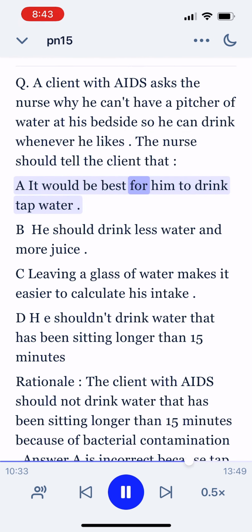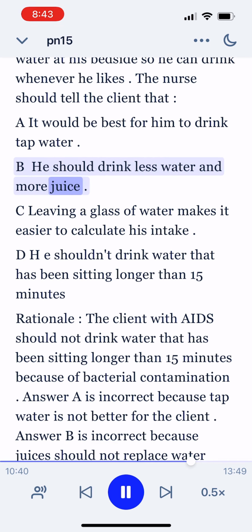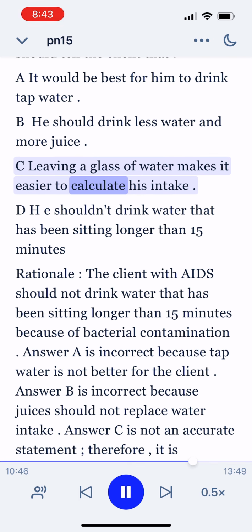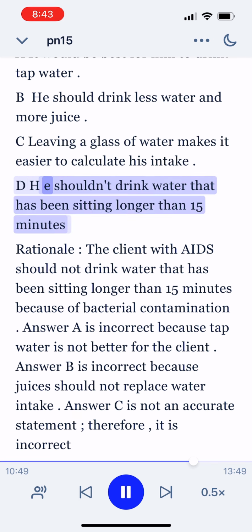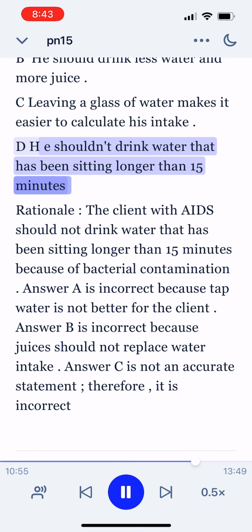A. It would be best for him to drink tap water. B. He should drink less water and more juice. C. Leaving a glass of water makes it easier to calculate his intake. D. He shouldn't drink water that has been sitting longer than 15 minutes.